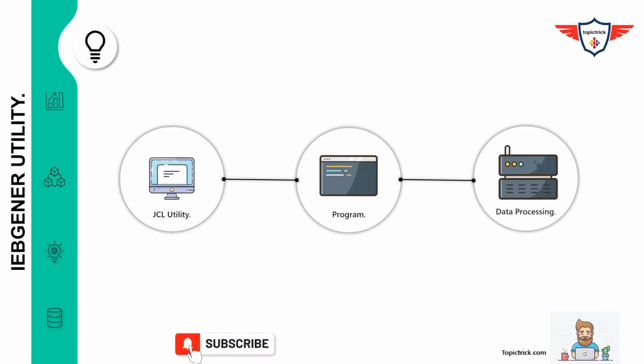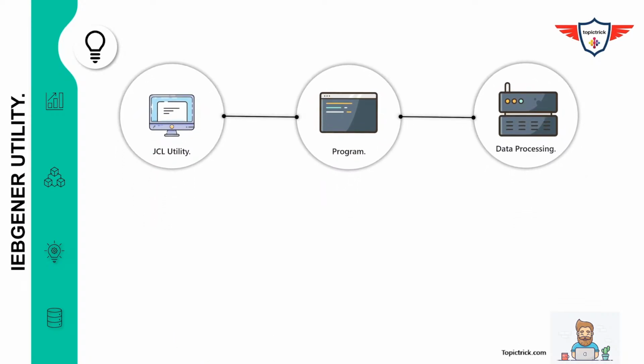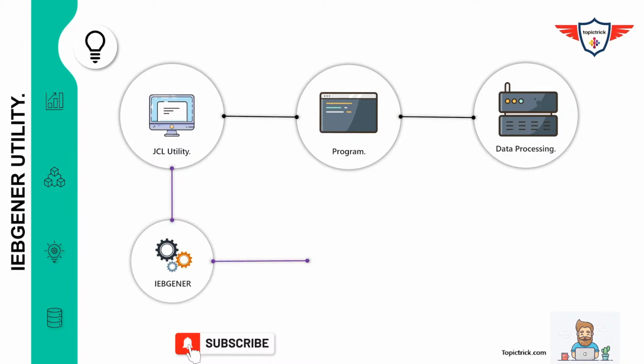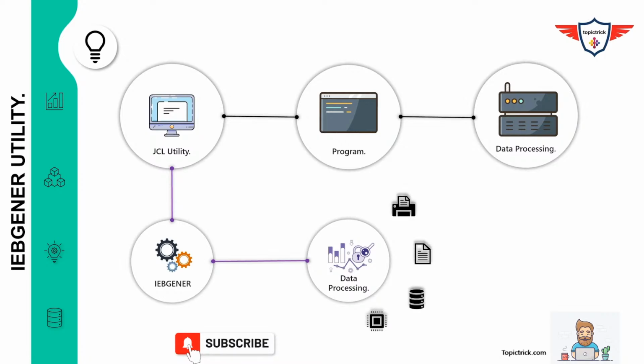Now let's talk about the IEBGENER utility. The IEBGENER utility is a copy program that has been a part of the operating system since the first release of OS/360. One of its many uses is to copy a sequential dataset, a member of a partitioned dataset, or PDS, or probably z/OS Unix System Services files such as HFS files. As a result, this utility can be used to back up or restore sequential datasets.